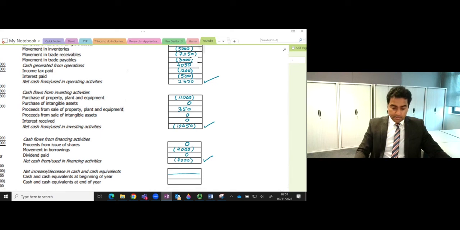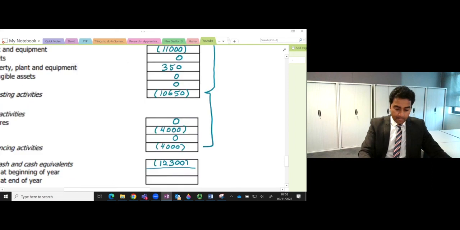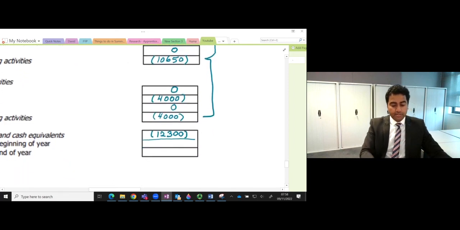So let's see what is the answer. 10,650 plus £4,000 take away 2,350 is £12,300. So I have added this plus 4,000 and it is negative £12,300.